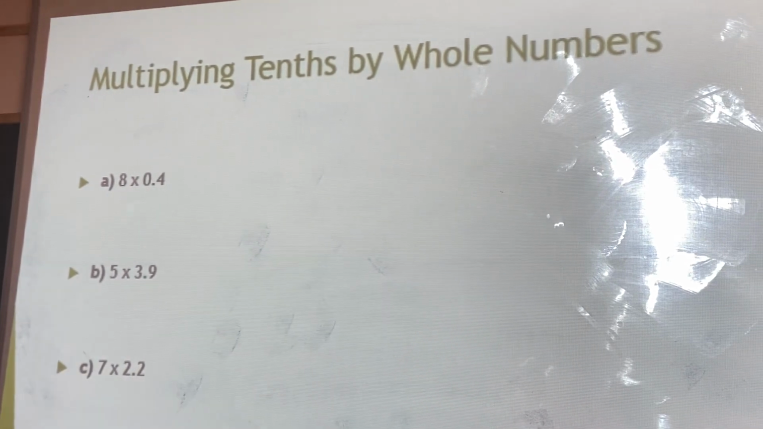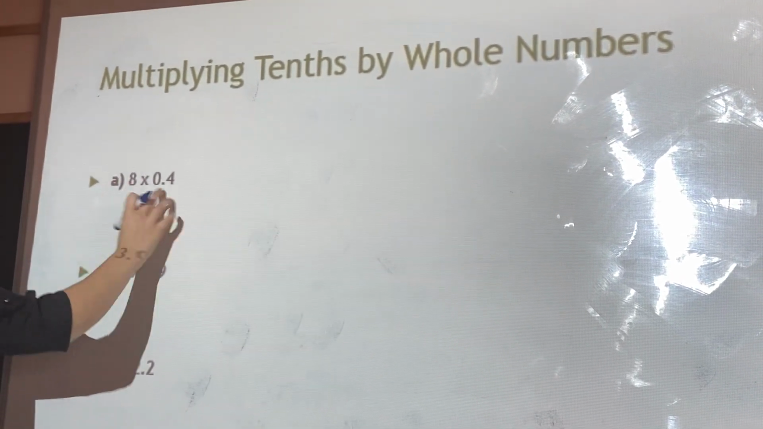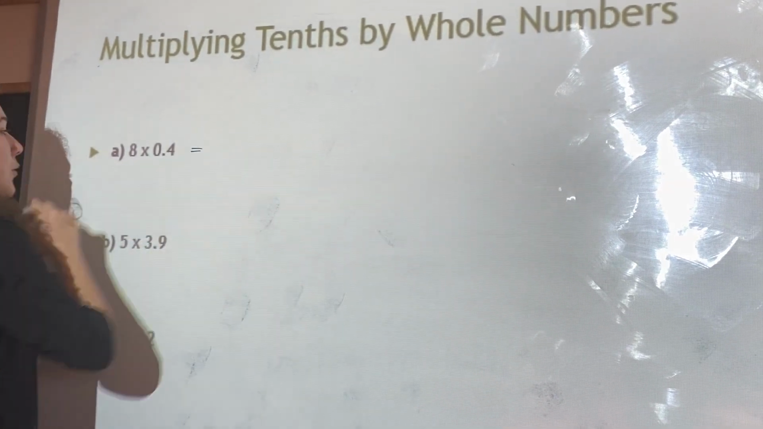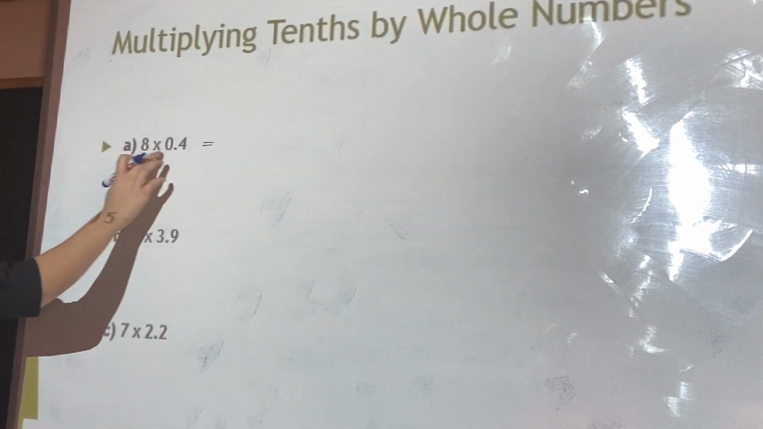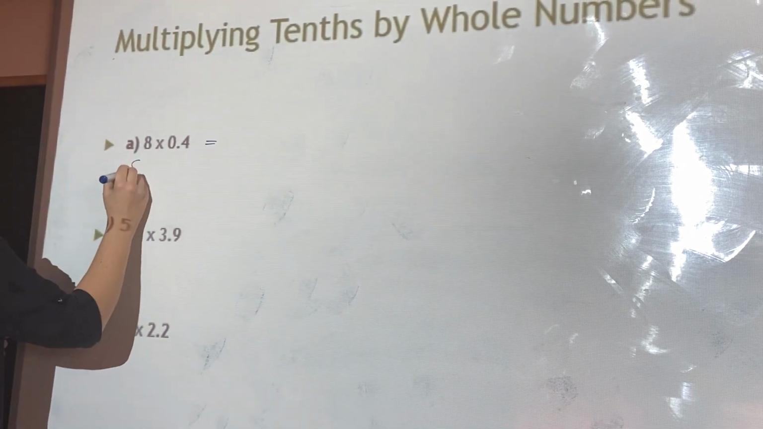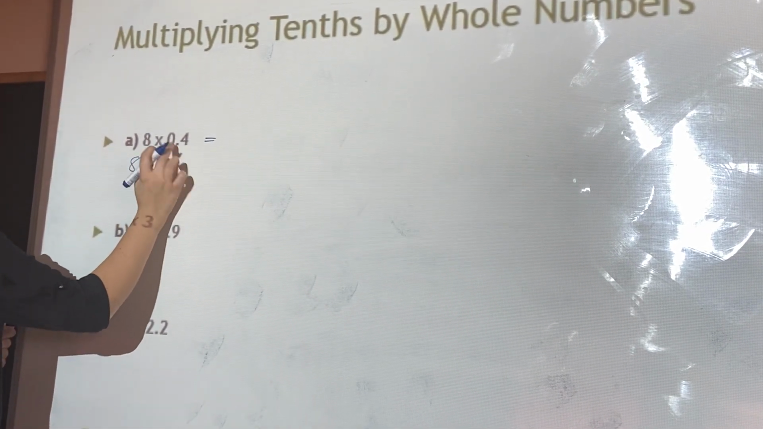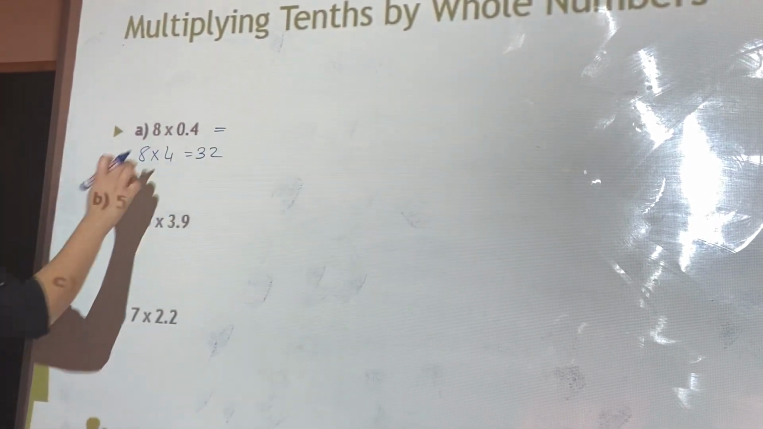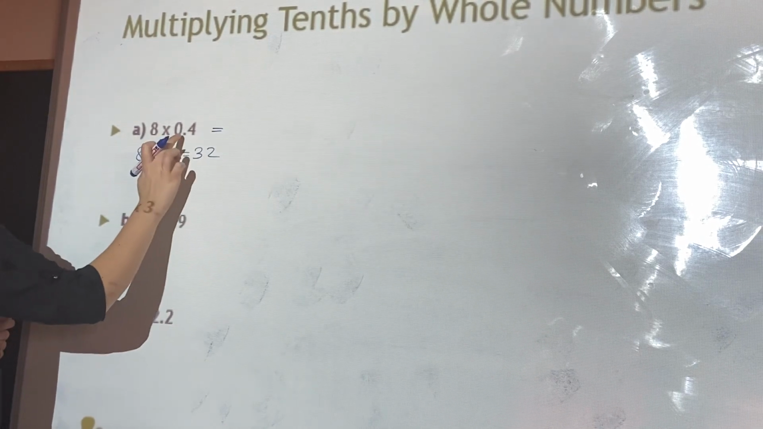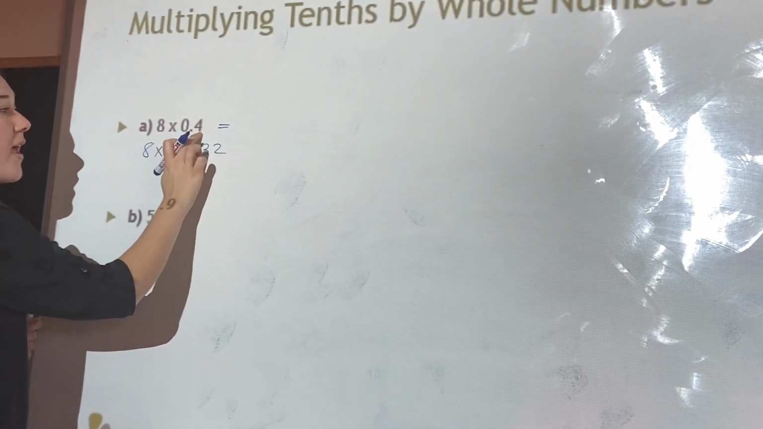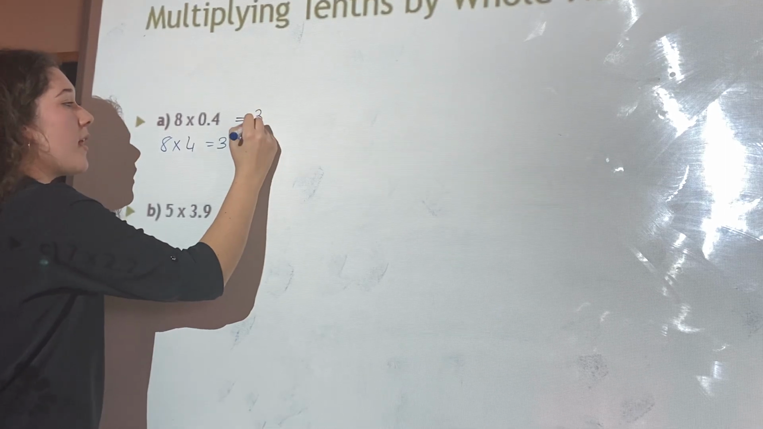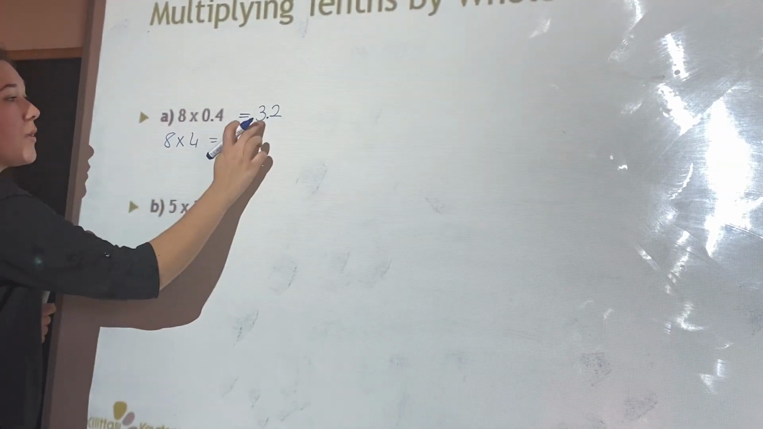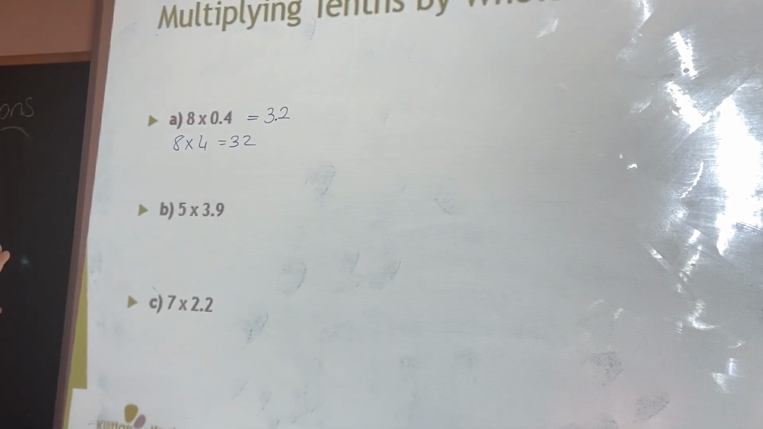Multiplying tenths by whole numbers. A whole number and a decimal tenth. While multiplying these two numbers, I'm going to first act like there is no decimal point. I'm going to multiply 8 times, if I don't see here the 0, I have only 4, which is 32. And I'm going to check in here in the multipliers, after the decimal point here, I have only one digit. So in the result, I need to again have only one digit after the decimal point. So I'm going to put my decimal point between 3 and 2.